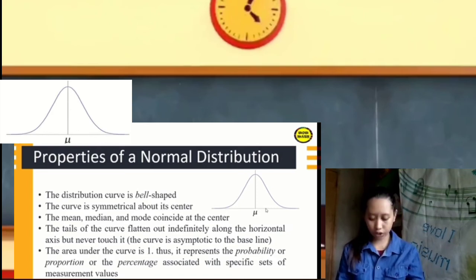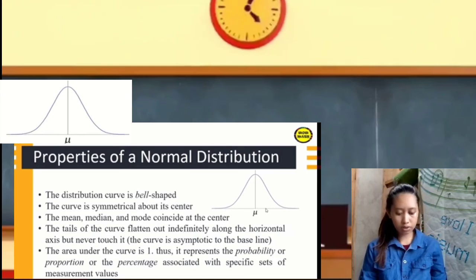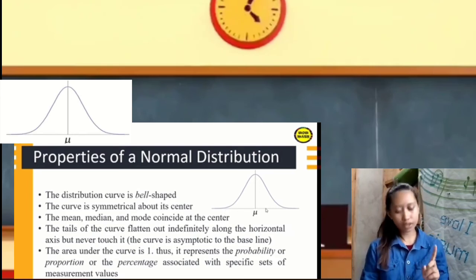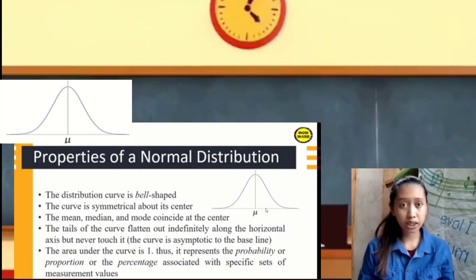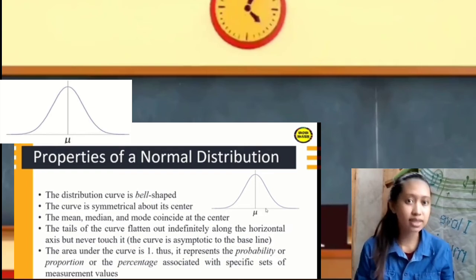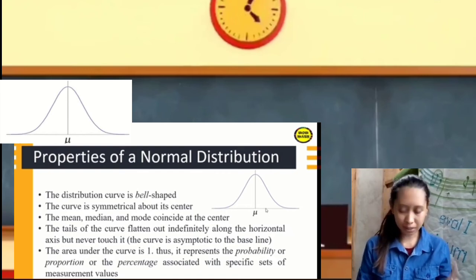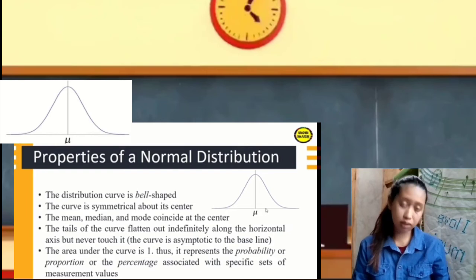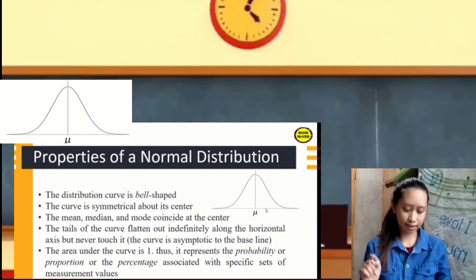The tails of the curve flatten out indefinitely along the horizontal axis but never touch it. So it is asymptotic, meaning the tail of the normal distribution does not touch the x-axis, okay? That is why it is asymptotic, meaning it gets close to the line but never reaches it.